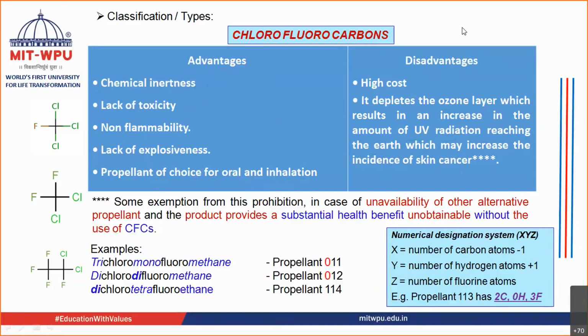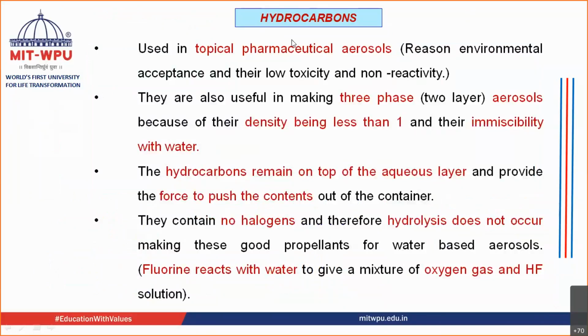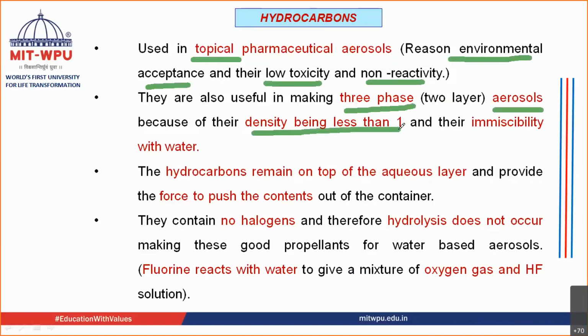Okay, so what are hydrocarbon types of propellant? As I said earlier, these are used for topical pharmaceutical aerosols. So when you are giving the aerosols by the topical route, then you prefer hydrocarbon kind of propellants, because they are environmentally more acceptable. They do not cause depletion of the ozone layer, and they also have low toxicity and non-reactivity. They are also useful for making three-phase aerosols. That is because their density is much less than 1, hence they are immiscible with water.